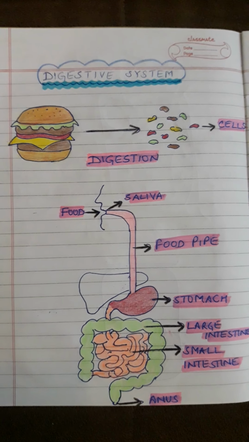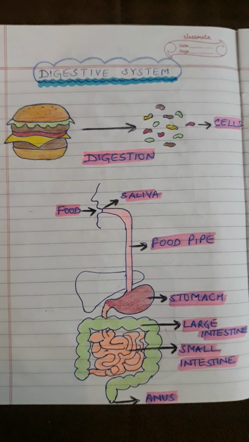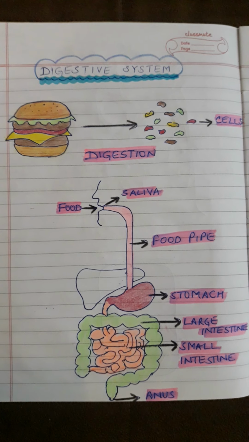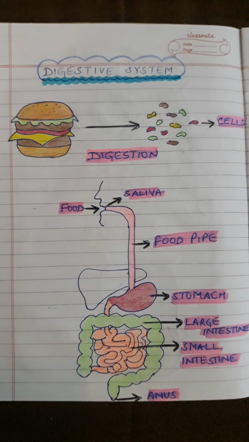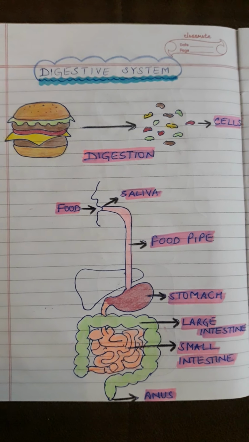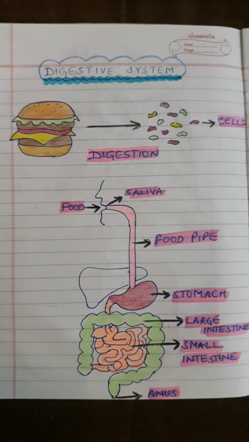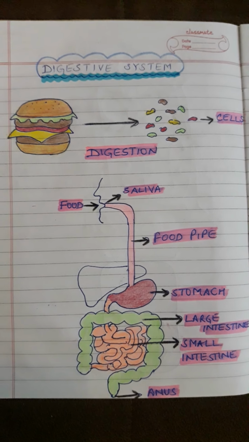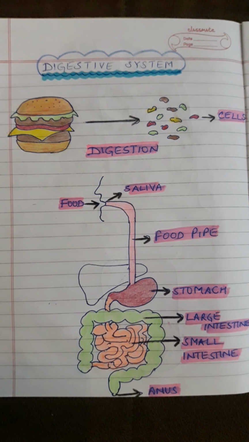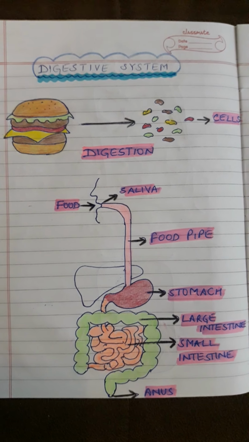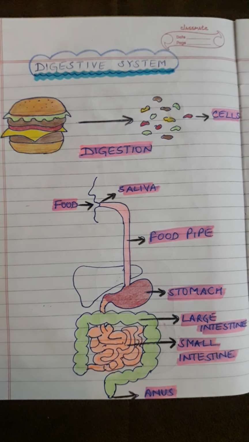Hello children, in my last video I had explained the respiratory system. Now today I am going to do the rest of the organ systems in your chapter. The first one of which is the digestive system. Now in the digestive system, the body digests the food that we eat.